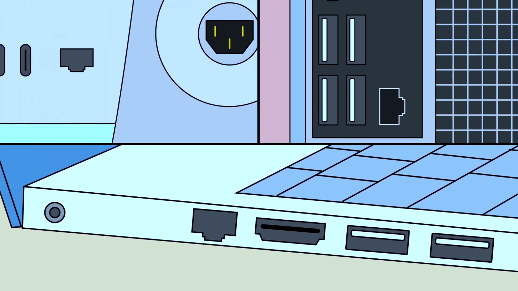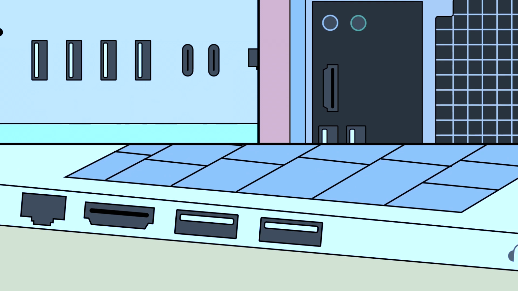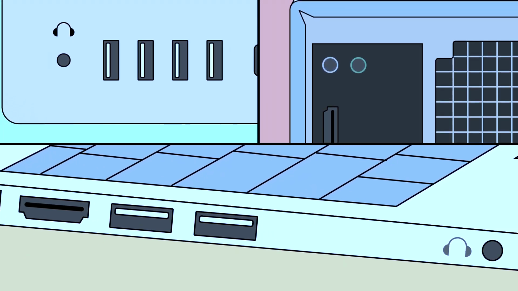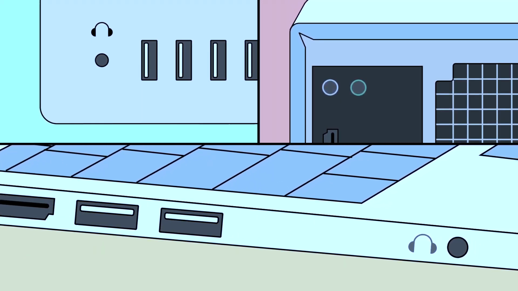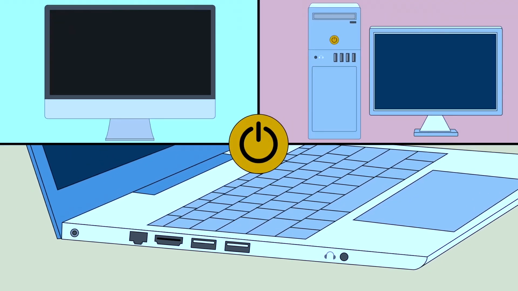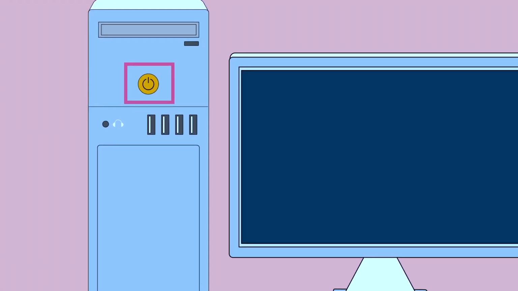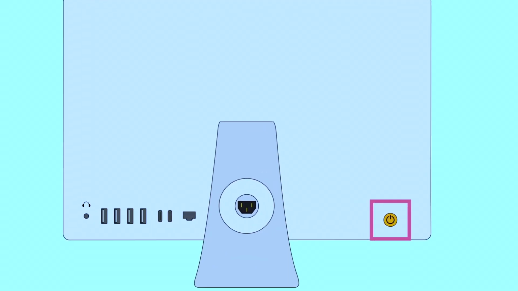Every computer has its own set of buttons and ports. In this video, we are going to talk about some of the most common ones, including what they are for and how to recognize them. Some buttons are universal, like the power button. Depending on the type of computer you have, it may be on the front, on the back, behind the screen, or even on the inside.